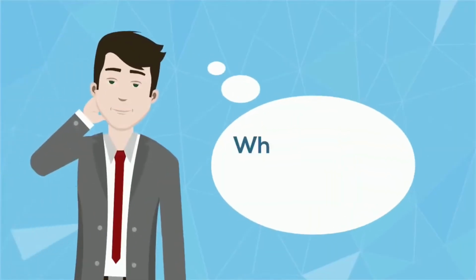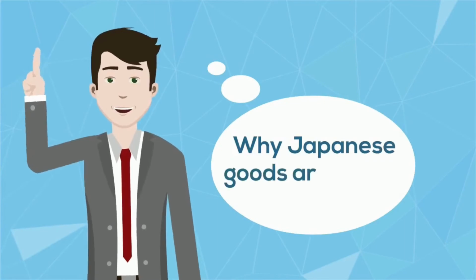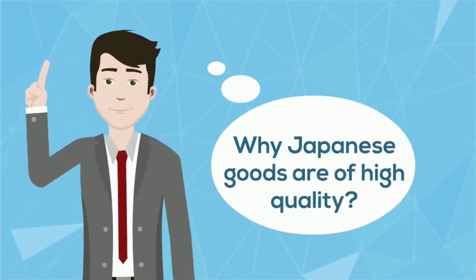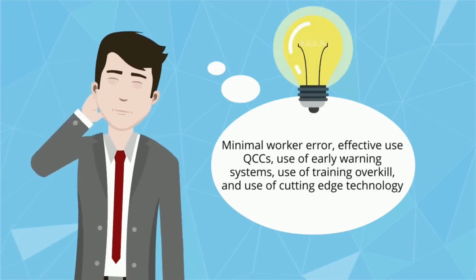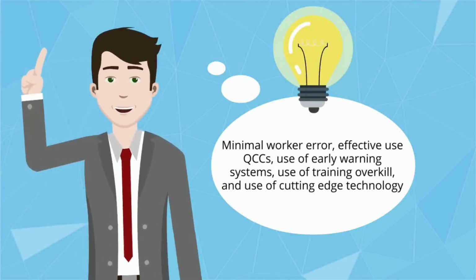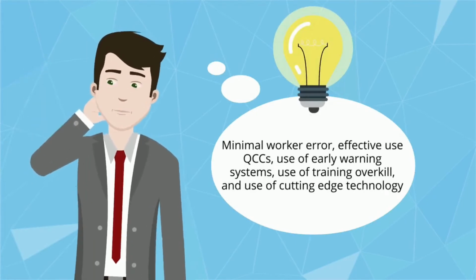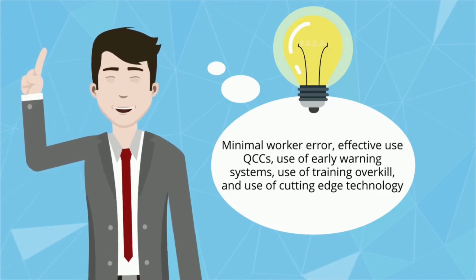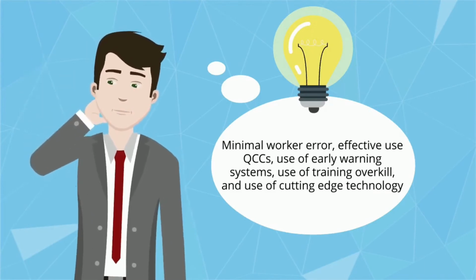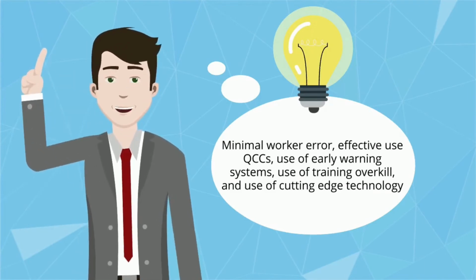Why are Japanese-made goods of higher quality than the goods of many other countries? The reason is minimal worker error, effective use of quality control circles, use of early warning systems, use of training overkill, and use of cutting-edge technology.